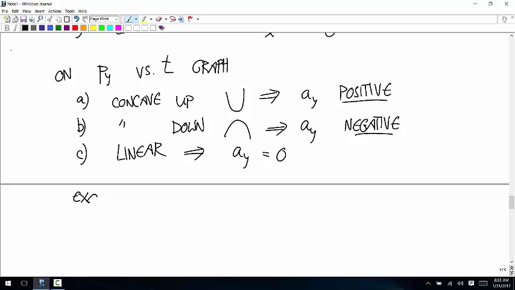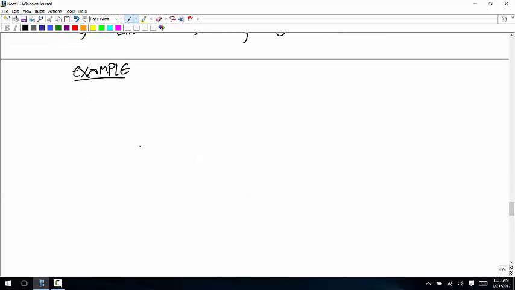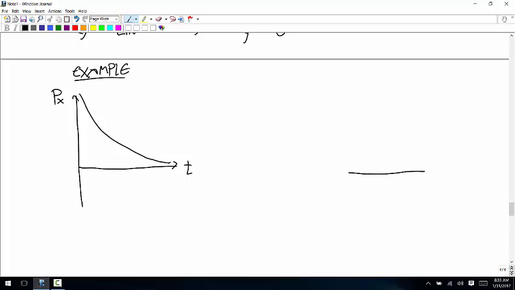Okay, so let's do a couple examples. So let's say that we have position versus time graphs that look like this. The x component of the position is that. And the y component of position versus time is that.